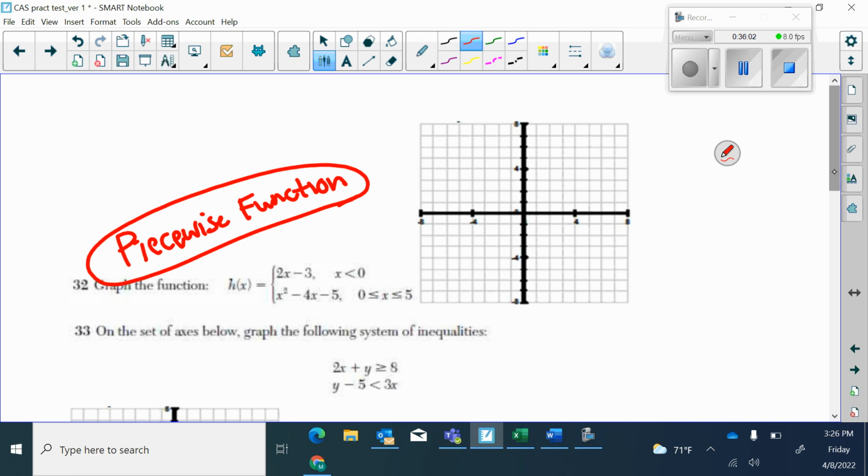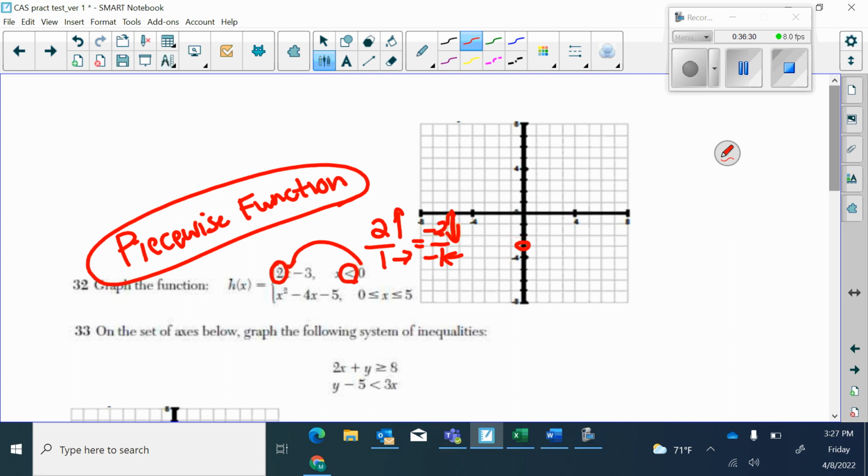Okay, remember, all you do is plug in 0 for that. 2 times 0 is 0, minus 3 is -3. Since that doesn't have the equal sign, it's going to be an open circle there. 0, -3, open circle. Now I just use that slope. It's a line. Slope is 2. 2 over 1, up 2, right 1, or -2 over -1, down 2, I meant, and left 1.